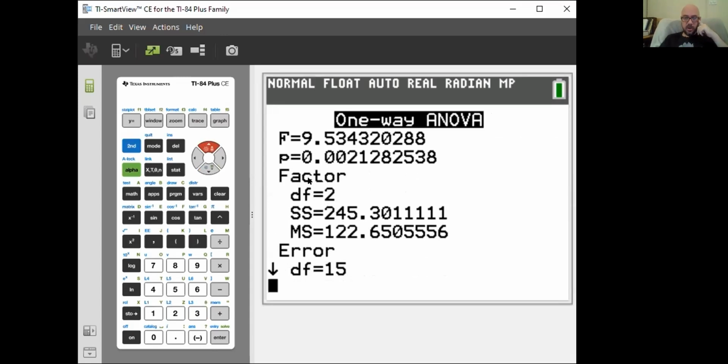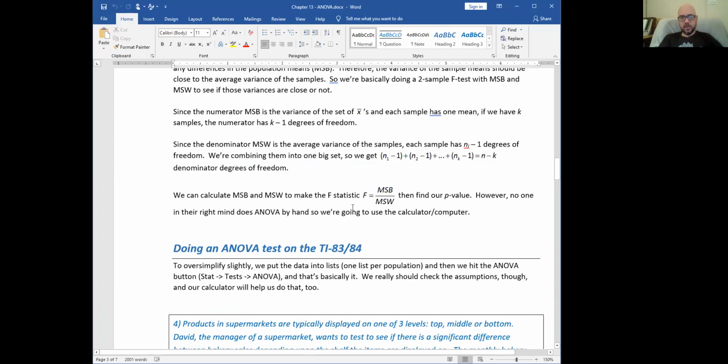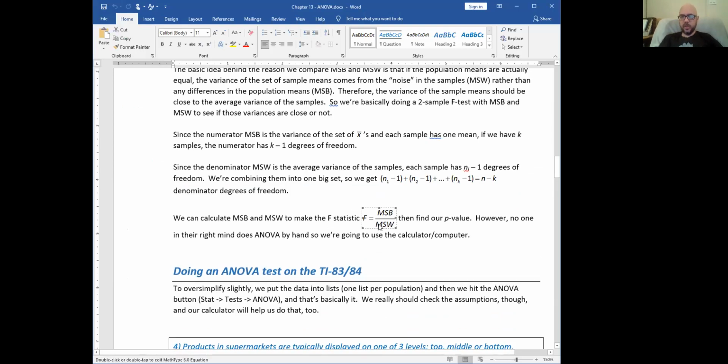So they call it between and within, or factor and error, which is common. This is not a weird thing that your calculator or book is doing. Some people call it between and within, some call it factor and error. I've seen both ways in multiple places. So remember that what we had was MSB and MSW, the major F statistic, right? So that was this. F is MSB over MSW. MSB is MS factor, and MSW is MS error in your calculator.